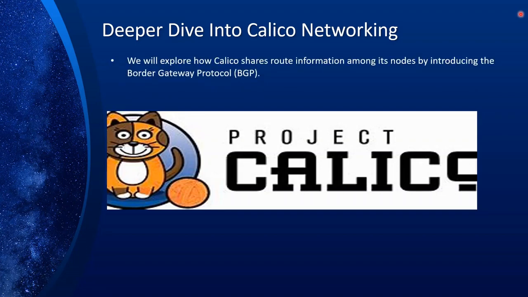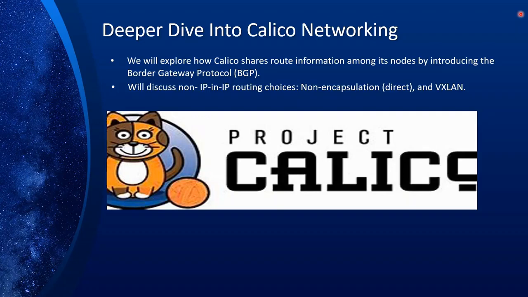We're going to talk about a protocol called Border Gateway Protocol, or BGP, and that is something that Calico leverages in order to share routing information between nodes. Following that, we will discuss non-IP-in-IP and IP-in-IP routing. IP-in-IP is the default mode, and it's what we've been using in all the examples up to this point.